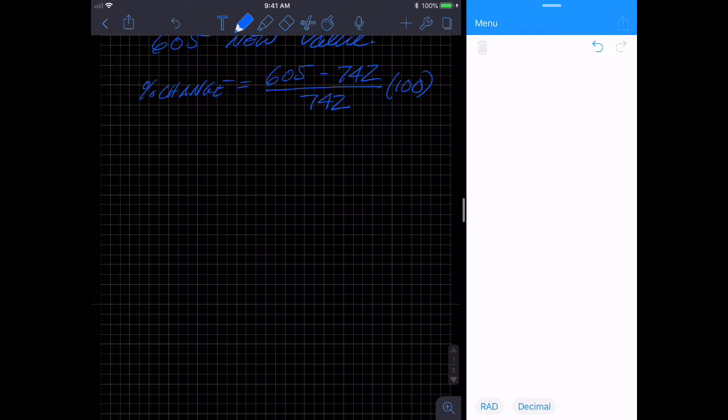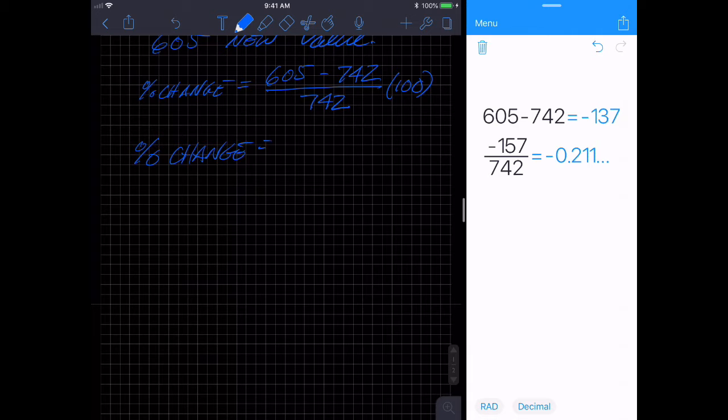So I'm going to take 605 minus 742, and I get negative 137. I'm going to divide it by 742. And I get the following. So percent change is equal to negative 0.211 and so on, and I still have that times 100.